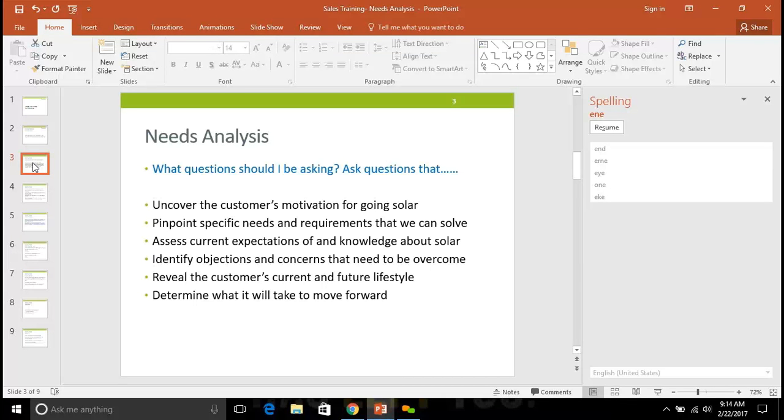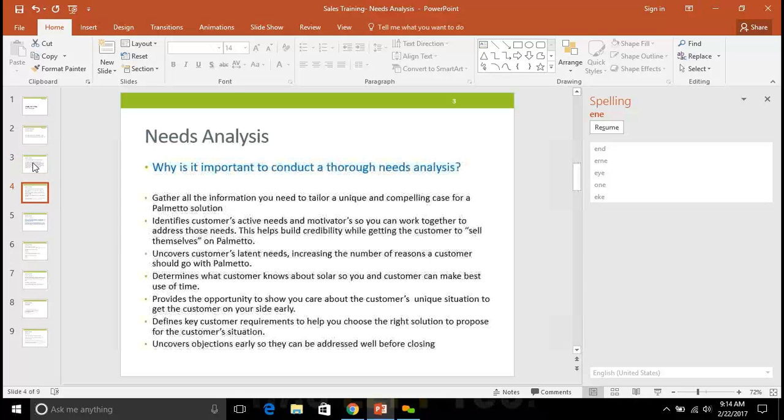Another point is to reveal the customer's current and future lifestyle. When you're building a solution for them, you've got to fit that solution into their current and their future lifestyle for their energy consumption, their financial lifestyle, all of those things. And then obviously the last point is to determine what it will take to move forward. You want to know clearly in your needs analysis what needs to be overcome and what needs to be in place for them to feel comfortable moving forward in the sales process.